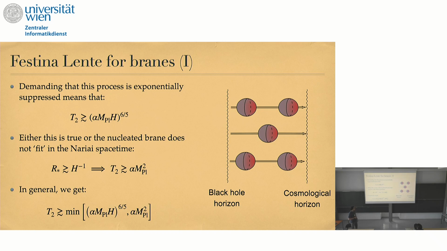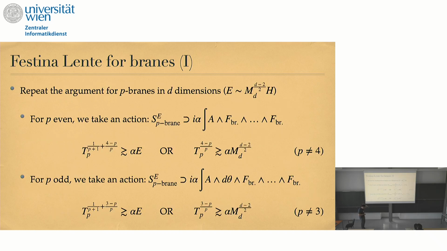And then you can do the same story with higher dimensional branes and higher dimensional de Sitter, and generalize it. For these branes, you have to generalize the coupling to something like this, and then you get similar bounds. So you get bounds on the tension, and one of them comes from requiring that the rate is slow, and the other one comes from requiring that the brane actually fits inside the de Sitter spacetime. And you get the same thing here.